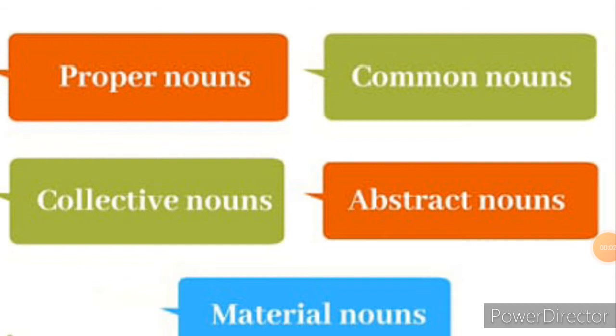Again, recall the noun, children. A noun is a part of speech that identifies a person, place, an animal or a thing. In short form, we can say a noun is a naming word. There are 5 types of noun: common noun, proper noun, collective noun, abstract noun and material noun.